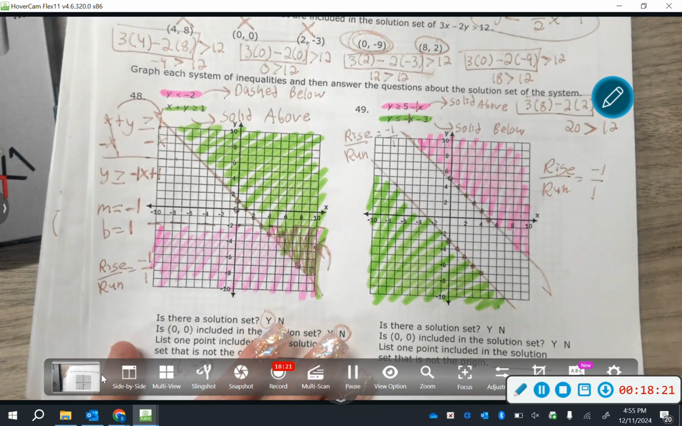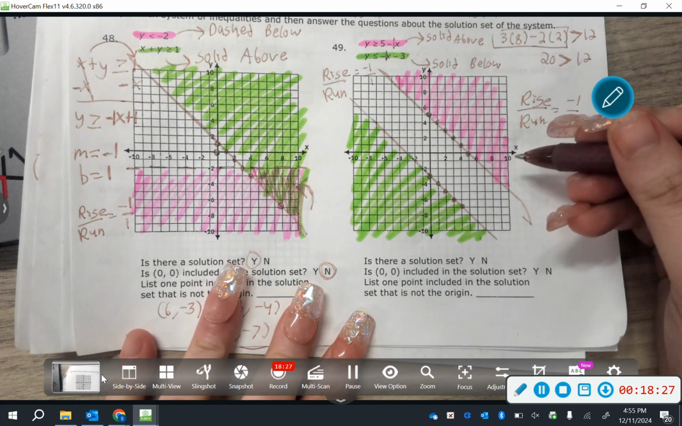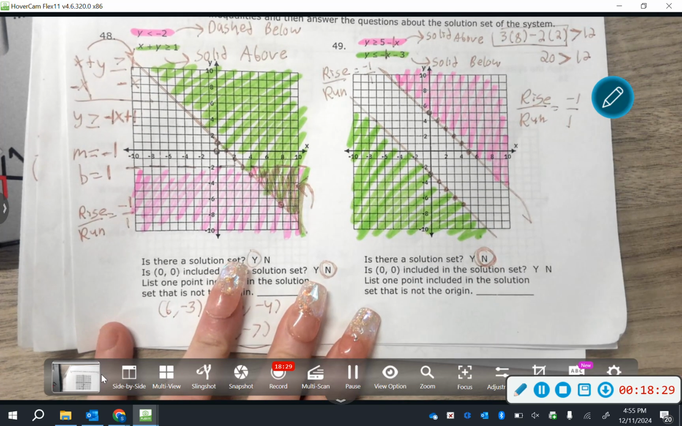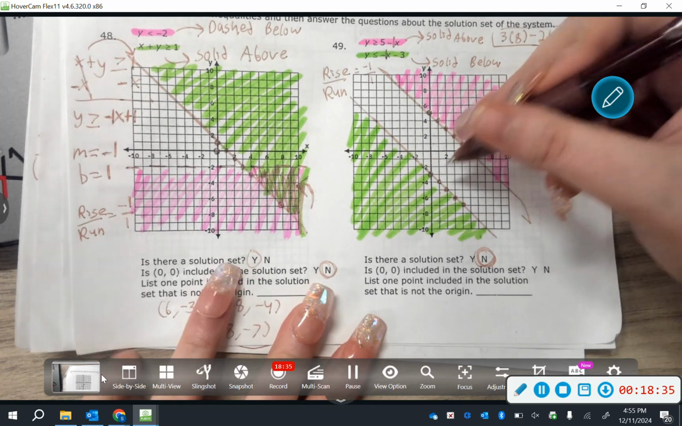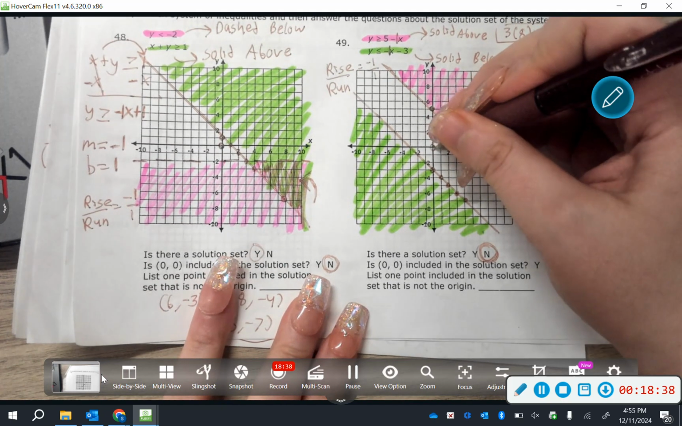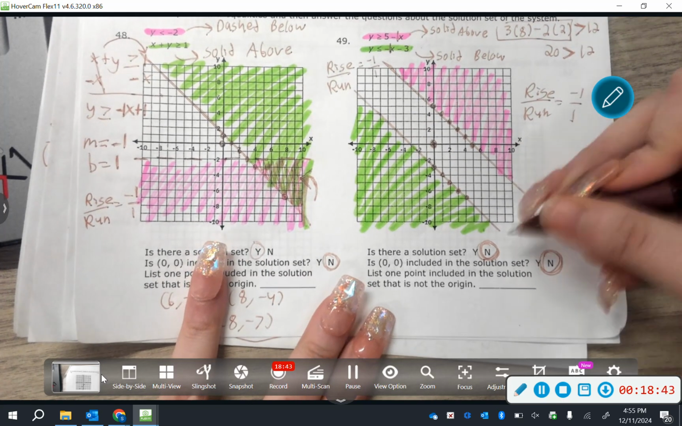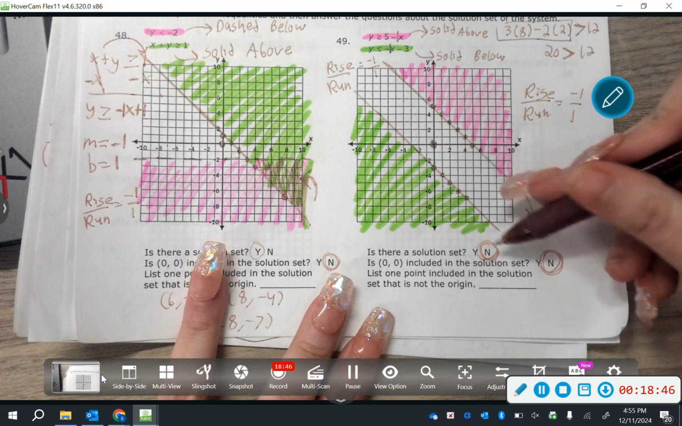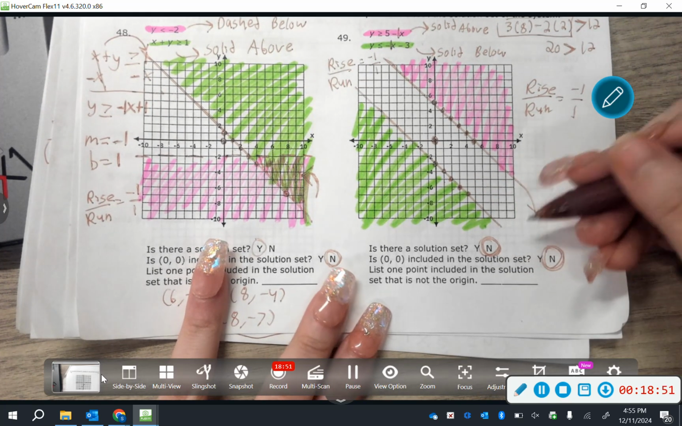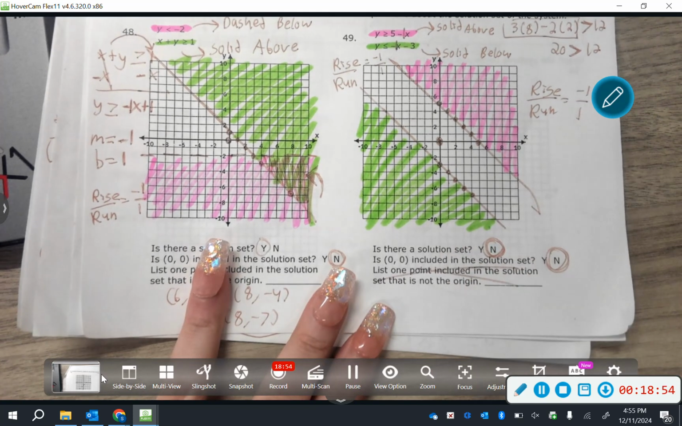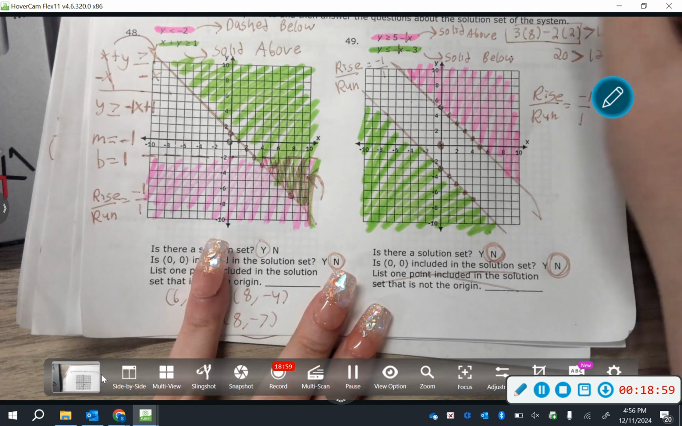Is there a solution set? That means, is there somewhere that is double shaded? No, there's nowhere that's double shaded. Is 0, 0 in the solution set? Well, first of all, there is no solution set because there is no double shaded area. But even if I did plot it, it's not in either of them anyway. If there's no solution set, you're not going to have 0, 0 in the solution set. It doesn't exist. List one point included in the solution set that is not the origin. There is none. They're not double shaded. Okay.